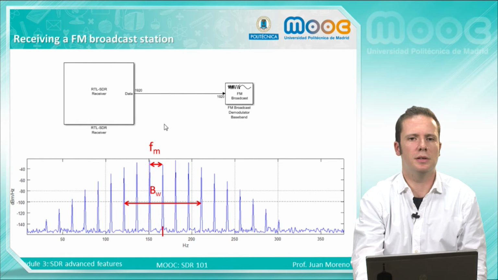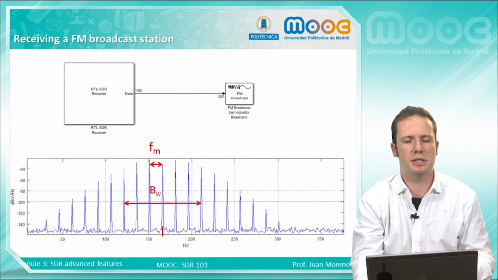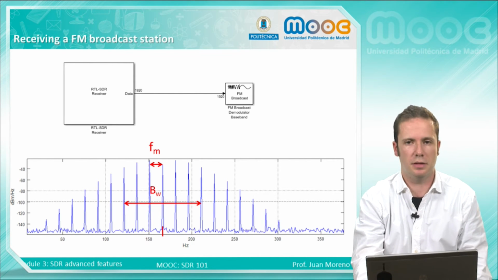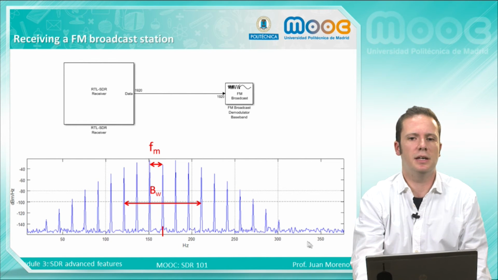Also with the same approach, the RTL as a black box, connecting a very simple FM demodulator, we are able to hear the signal that's being broadcasted by a station somewhere in Madrid. And this is a depiction of the shape of this FM modulated signal.